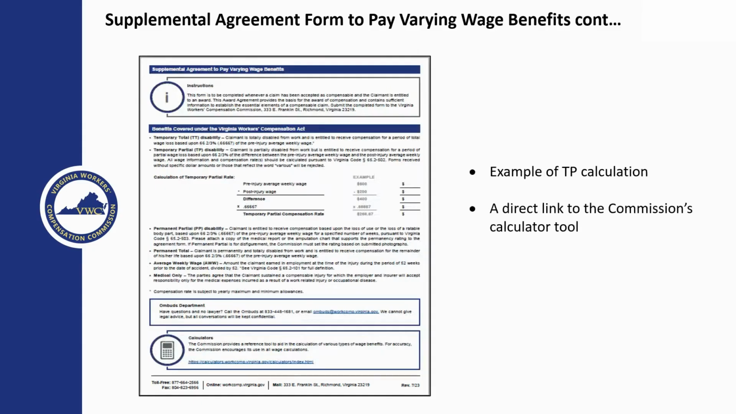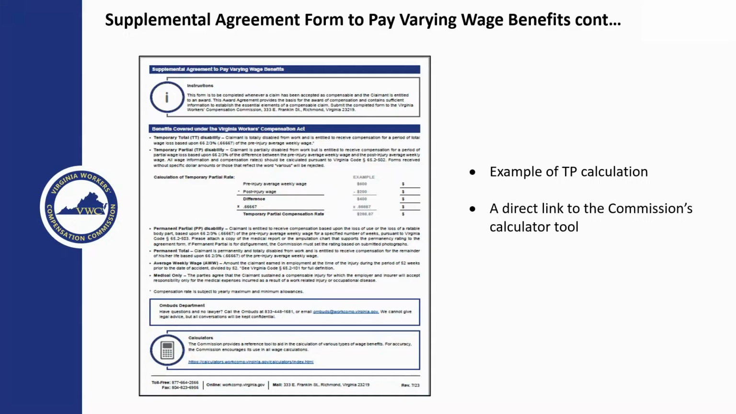Modifications to the instructions on the back of the form include an actual example for calculating temporary partial disability benefits. We still encourage use of the calculator tool on our website, but for those that do not have access or simply choose not to use it, this example demonstrates the Commission-adopted method for calculation of temporary partial disability benefits. In the definitions, we have removed the language relating to all elements are based on weekly figures. Finally, we also included 2 new blocks referencing the Ombuds Office and encouraging use of the Commission's calculators.